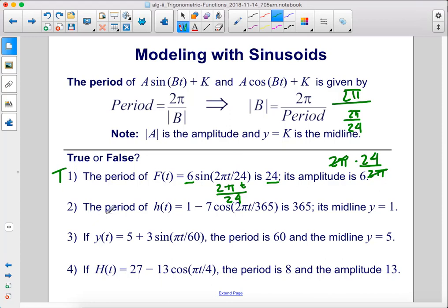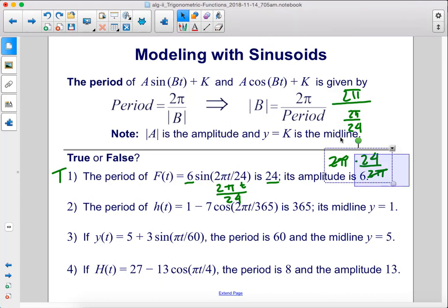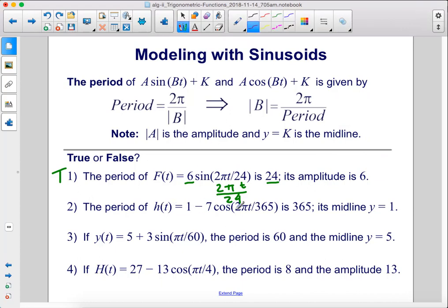The period of this function is 365. Its midline is y equals 1. All right, so I'm going to actually erase this work, and we'll move on to the next one. All right, so the period, we have 2 pi t over 365. So 2 pi divided by b, which is 2 pi over 365.